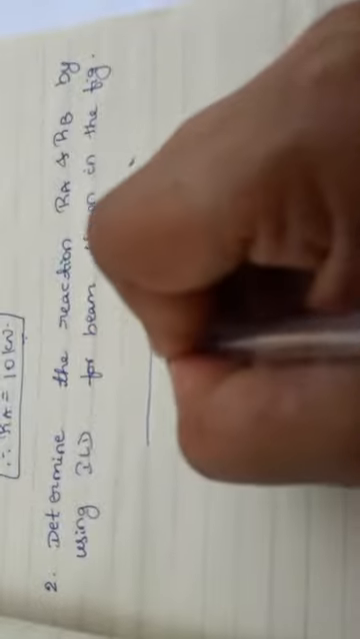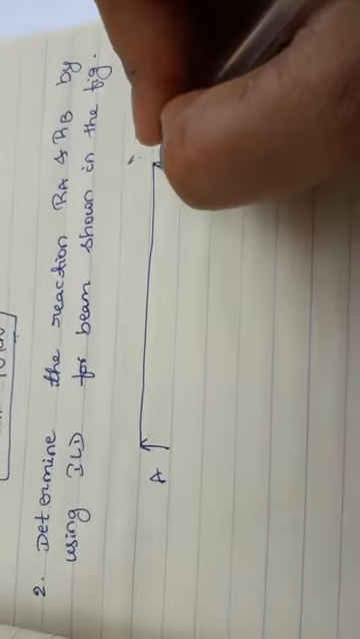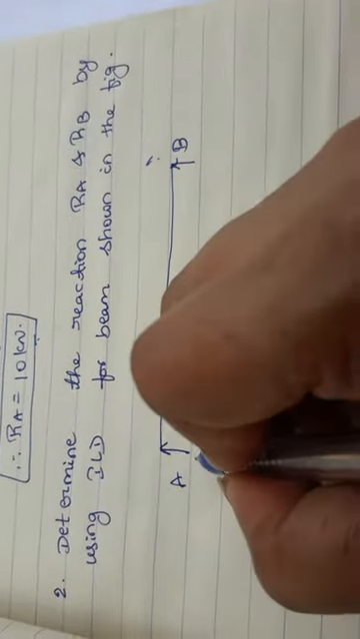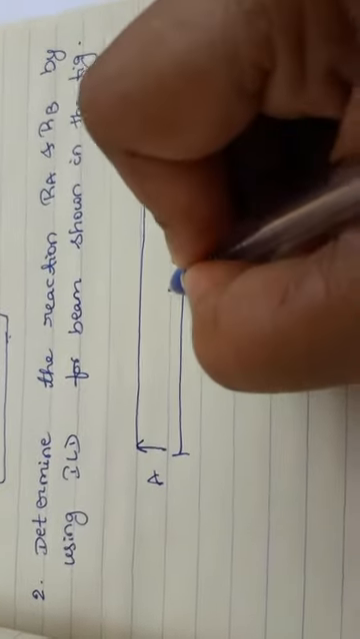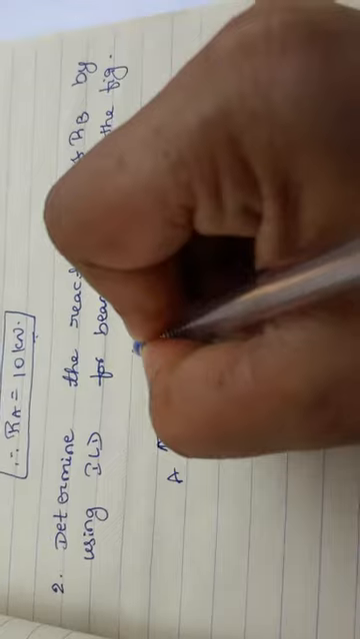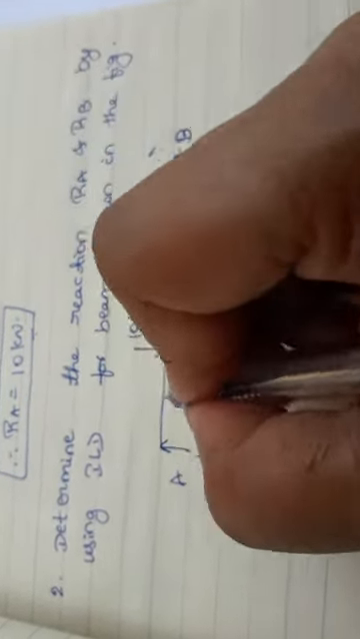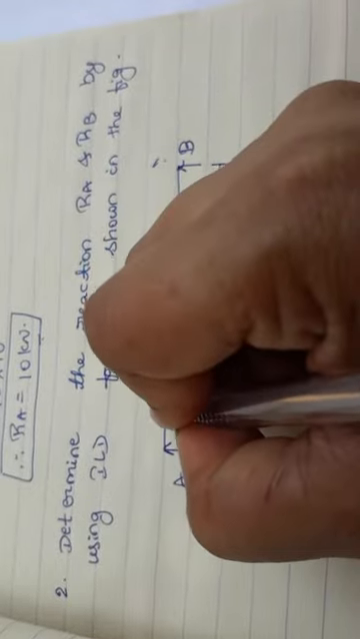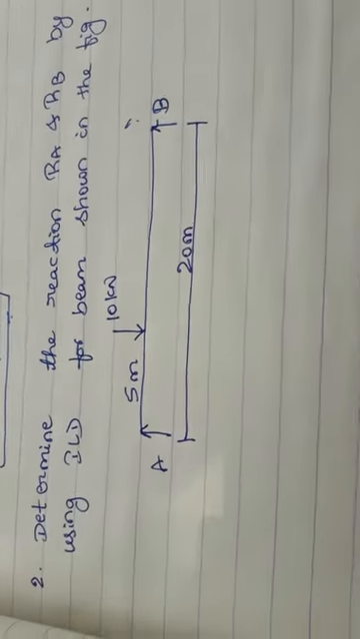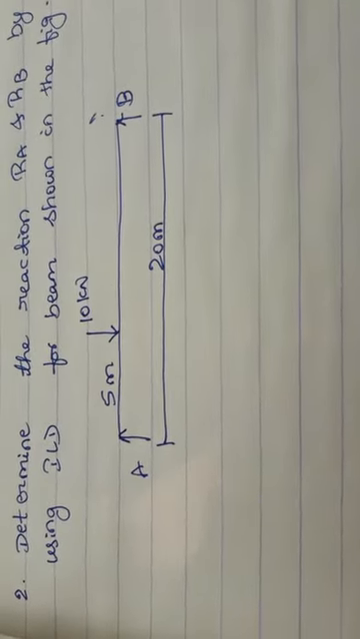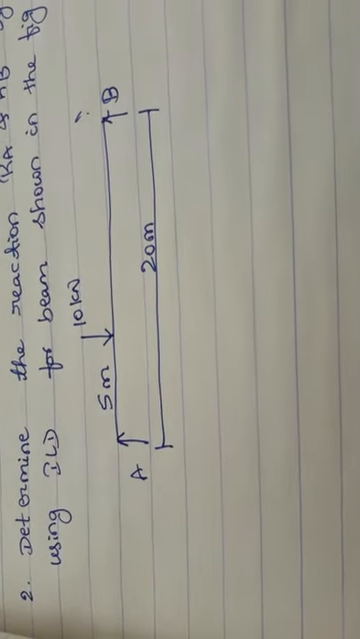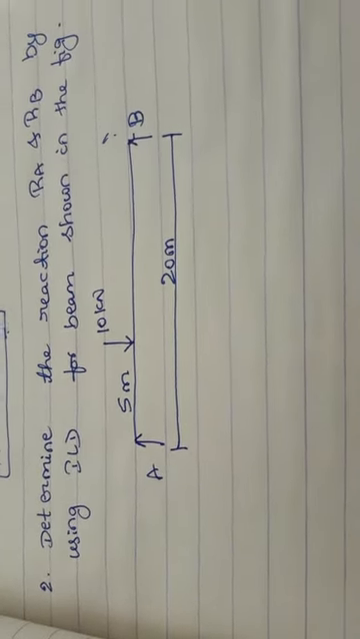So let us take a beam AB of span 20 meter and load 10 kilonewton at a distance of 5 meter. So this is the question. We have to find out RA and RB by using ILD.